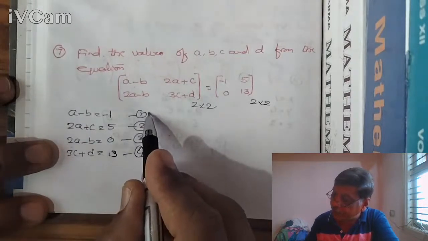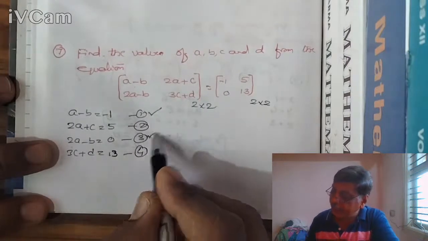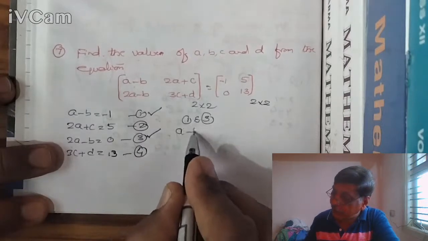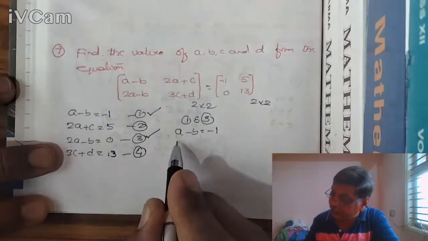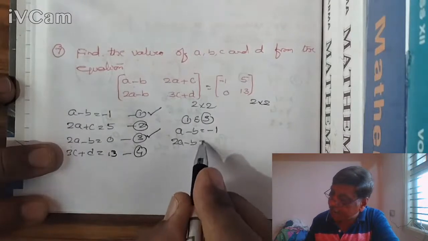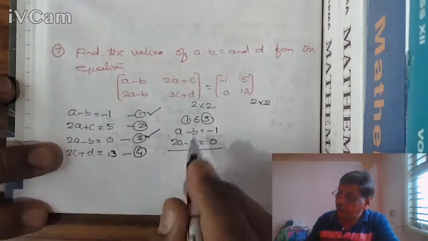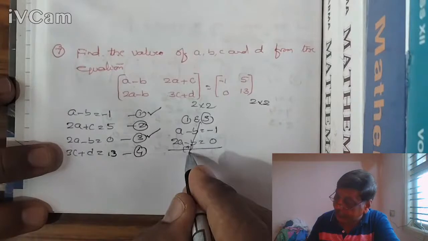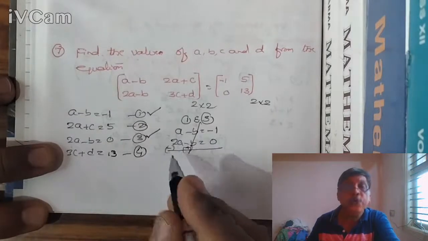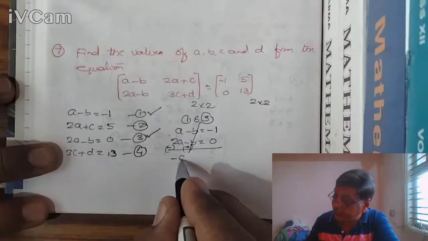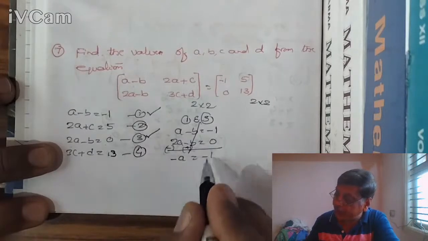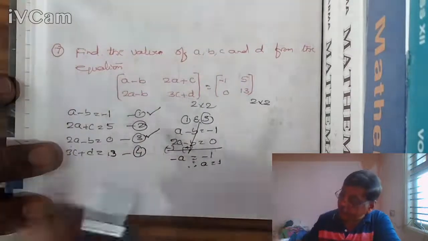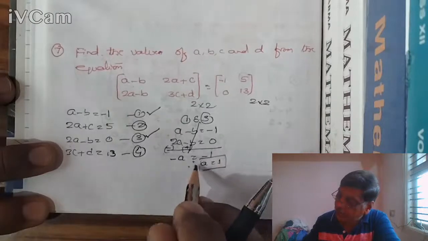I am first solving equation 1 and equation 3. Solving 1 and 3: a minus b equals minus 1, and 2a minus b equals 0. Here, on subtracting, what do we get? Here this becomes plus, so it gets canceled. a minus 2a is minus a equals minus 1. So therefore a equals 1. We got one value, a equals 1.